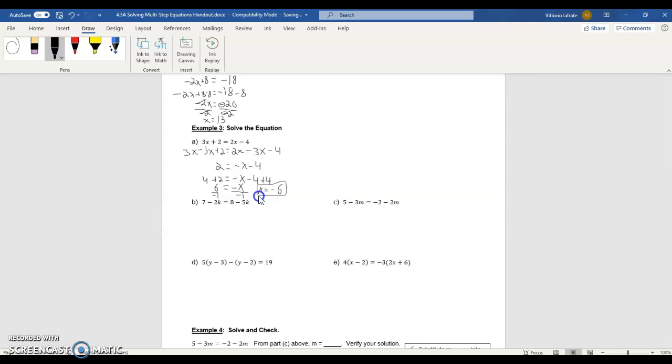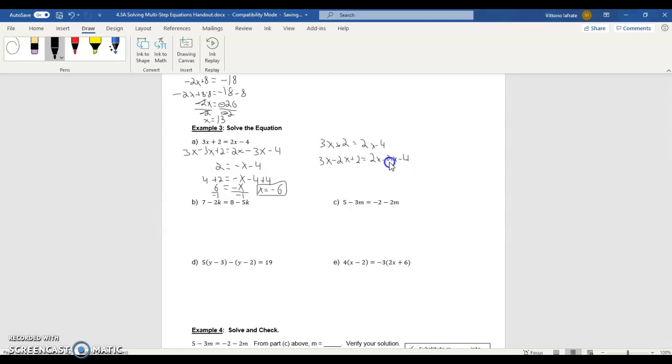This could have been done by sending the variable to the left side instead, and I'll quickly show you that before we do the other examples. So I have 3x plus 2 is equal to 2x minus 4. I'm going to send the variable to the left side this time, so I'll do 3x minus 2x plus 2 is equal to 2x minus 2x minus 4.